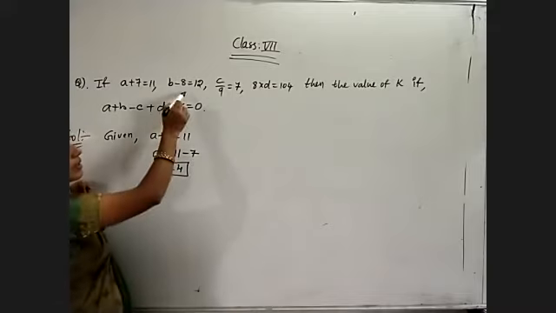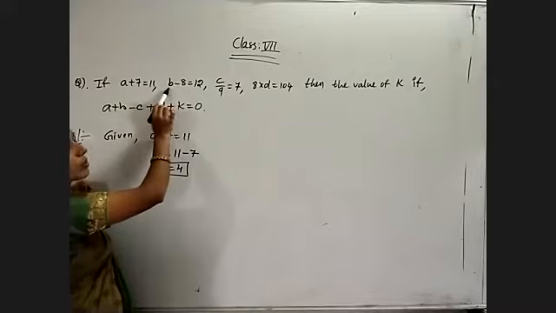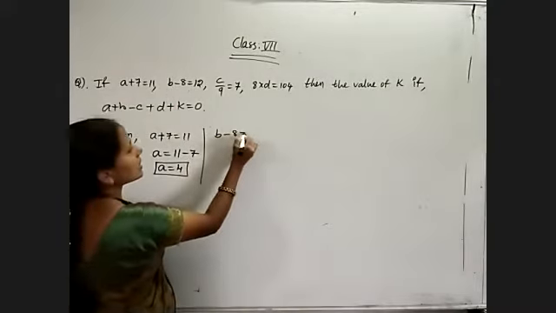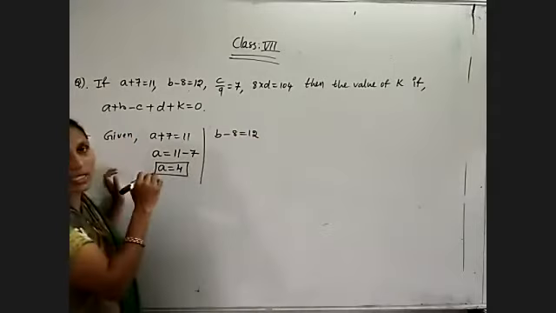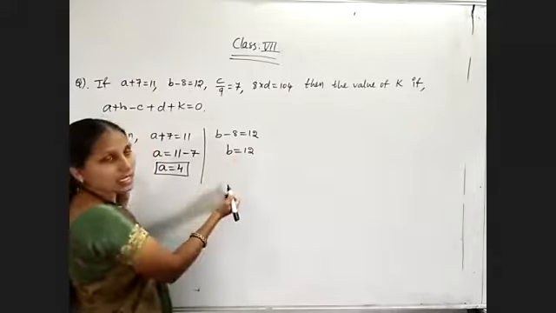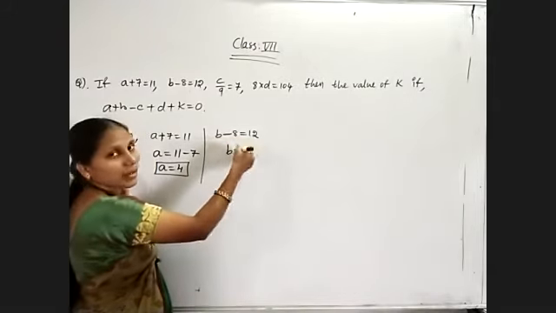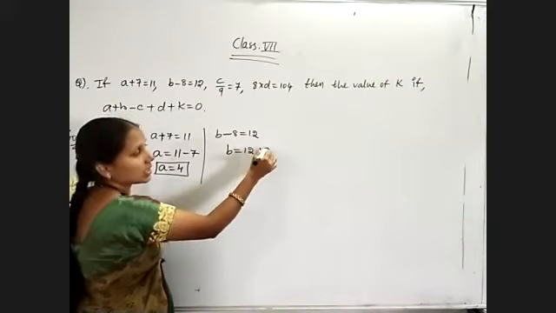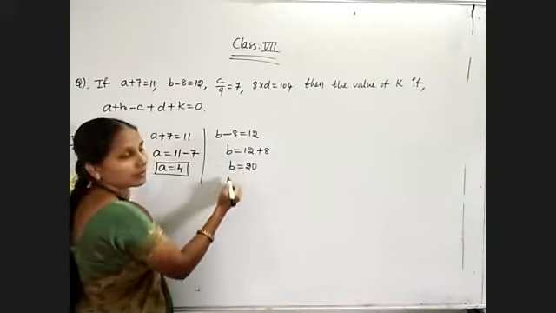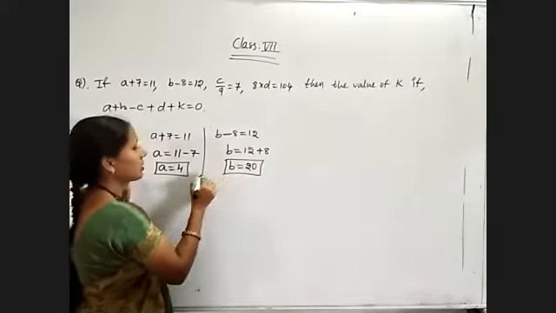Like that only, solve the second equation and find out b value. So b minus 8 is equal to 12, given in the question itself. B will be equal to 12, my RHS, minus 8, by bringing this side it will become plus 8. B is equal to 12 plus 8, 20. So now b value also I have got.